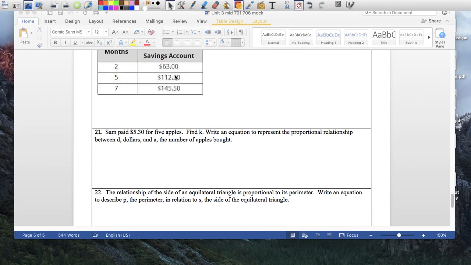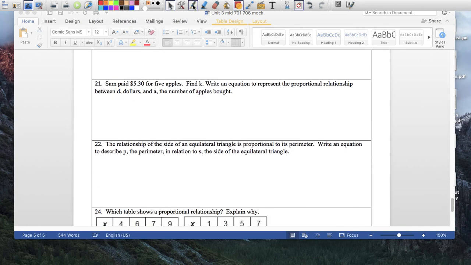Okay. Sam paid $5.30 for 5 apples. So again, find K, write the equation. So this is my Y and this is my X. If I want to find K, I do Y over X, and I'm going to do 5.30 divided by 5. K is going to be $1.06.